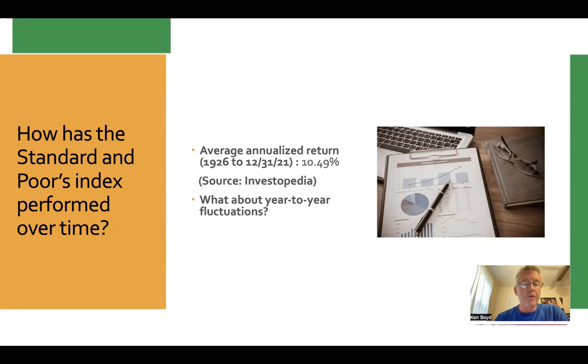How has the Standard & Poor's Index performed over time? Well, the average annualized return between 1926 and the end of 21 is about 10.5% a year. That's according to Investopedia. Now, that assumes that you take the dividends that you earn and you reinvest your earnings. In other words, you leave any gains and losses from stocks and dividends earned inside the portfolio, so you don't take money out. Now, here's the important point. What about year-to-year fluctuations?